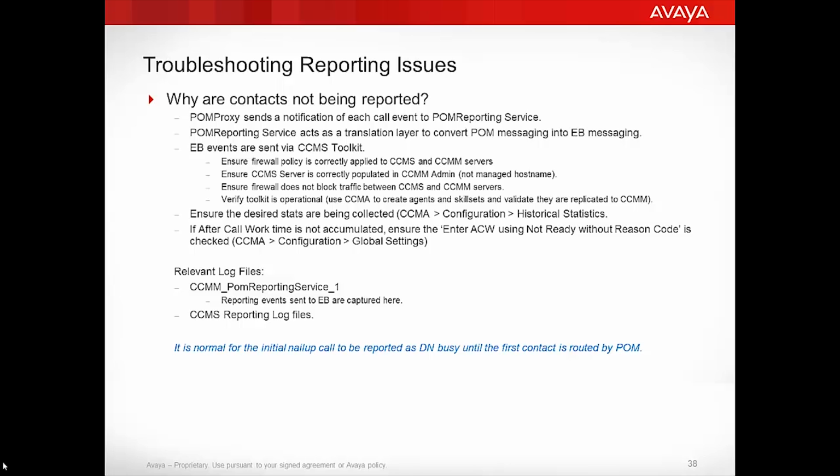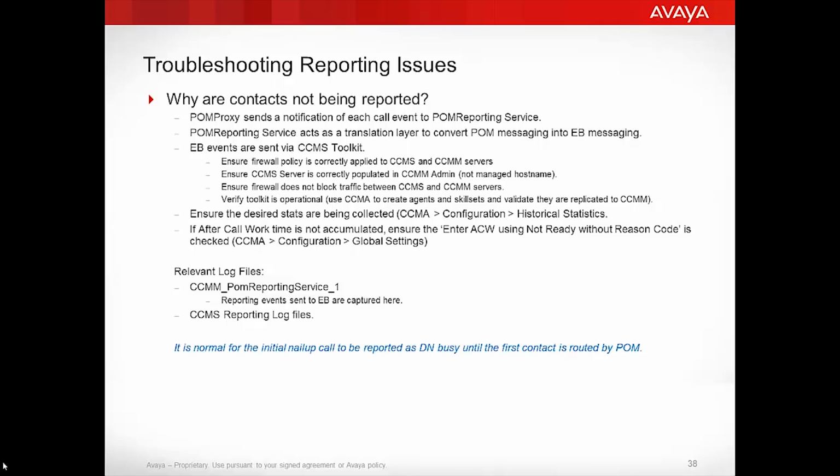So we want to ensure that the firewall policy is correctly applied to CCMS and CCMM. We want to make sure that the CCMS server is correctly populated in admin. Make sure it's not the managed host name. So the IP address, the managed IP address, or the physical host name are all sufficient, but the managed host name is not. Ensure that the firewall doesn't block traffic between CCMS and CCMM servers.